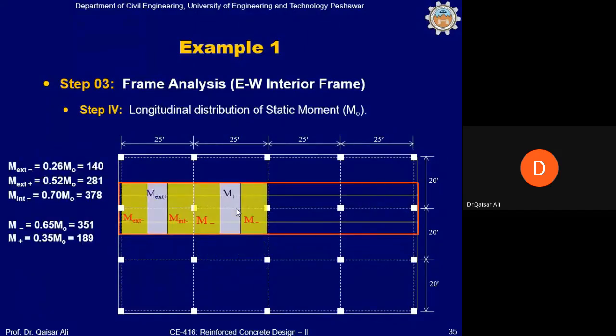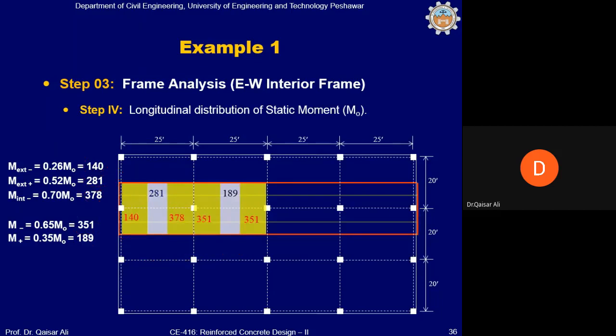The longitudinal distribution is done in this manner. 0.26 of 540 is 140. 0.52 of 540 is 281. 0.7 of 540 is 378. So this total is 140, this yellow exterior. 281 will come here in this region, 378 will come here, 351 will come here, 189 will come here, and then 351 will also come here. These are the longitudinal distributions.